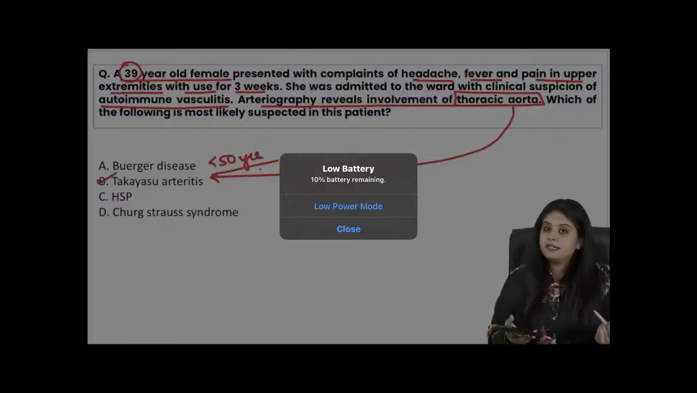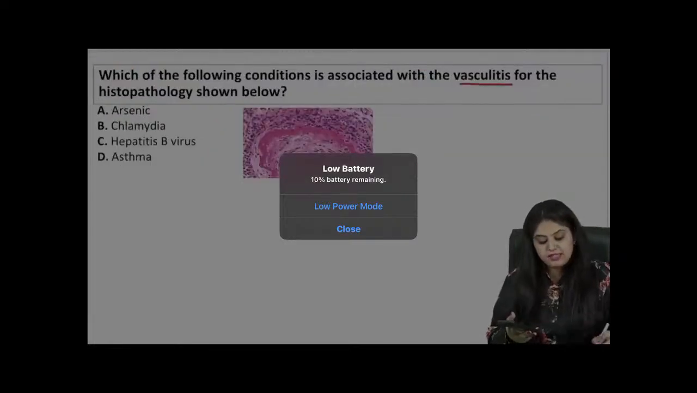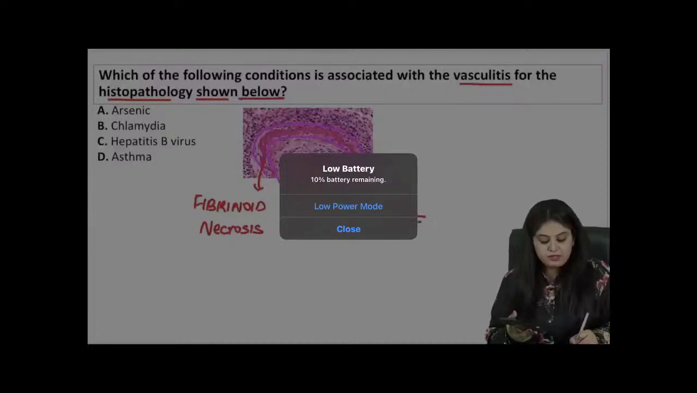The next question that you have is this: a 39-year-old female presented with complaints of headache, fever, and pain in the upper extremities, with use of some medication for 3 weeks. There's a suspicion of autoimmune vasculitis, and arteriography reveals involvement of thoracic aorta. Which of the following is the suspected part of it? Yes, most of you are right. Takayasu, because when aorta comes, Takayasu is the person less than 50 years. Yes, it is. So all of this seems to be falling very much in place.